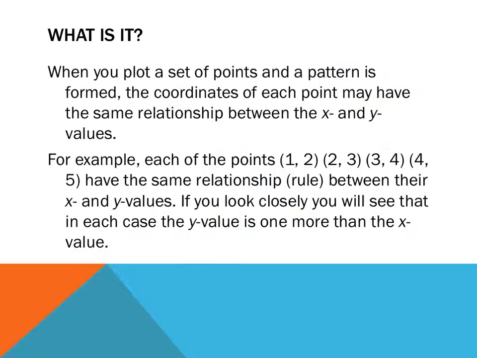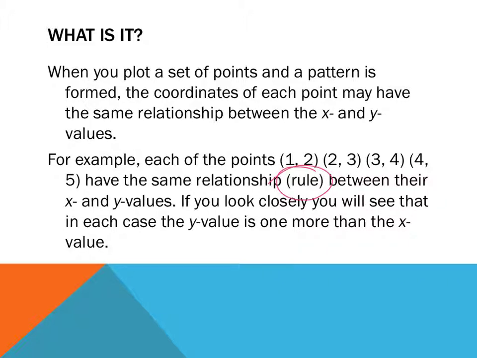Let's have a look. When you plot a set of points and a pattern is formed, the coordinates of each point may have the same relationship between the x and the y-axis. Last lesson we were looking at plotting different points on a Cartesian plane. Today we're going to look at ones that have a relationship between the x and the y-axis. For example, the points (1, 2), (2, 3), (3, 4), (4, 5) have the same relationship. When we're looking at Cartesian planes, we call it the same rule. It's this word rule between their x and their y values.